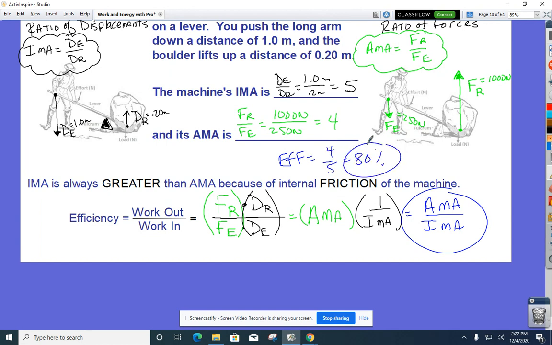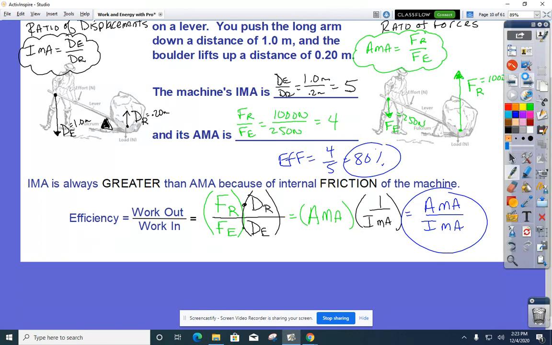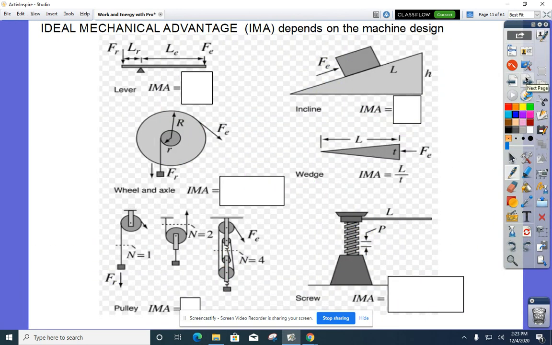Okay. Ideally, what we would do is try to reduce the amount of friction, maybe using some oil in our machines and so forth, to reduce the frictional losses and try to improve the efficiency of those machines. Okay. Now, last thing for us to look at on this lesson is the IMA of various machines.